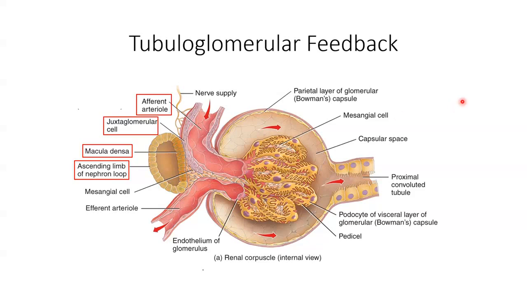Also, compared to our myogenic mechanism, this tubular glomerular feedback works more slowly. So we actually have to have that increased blood pressure, making more filtrate to be formed so it goes through our tubules more quickly, so that we can actually detect that change in concentration of the filtrate in the macula densa cells here. Then we have that inhibition of nitric oxide, the constriction of the afferent arteriole, and that lowered blood pressure. So it's a much slower mechanism compared to our myogenic mechanism.